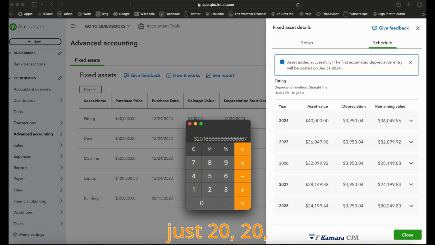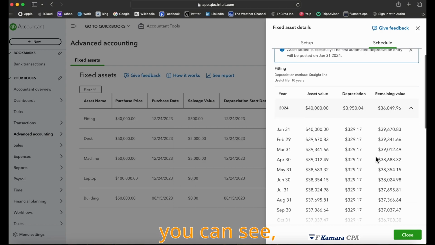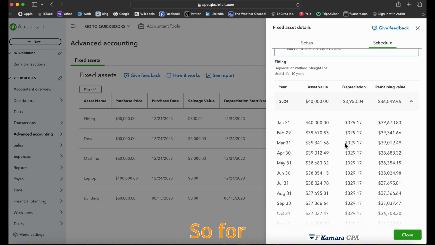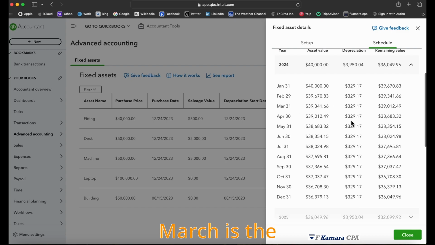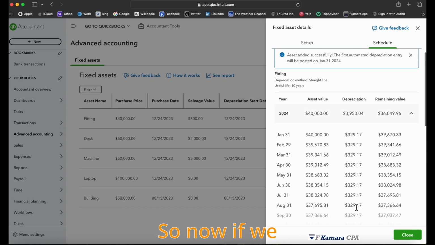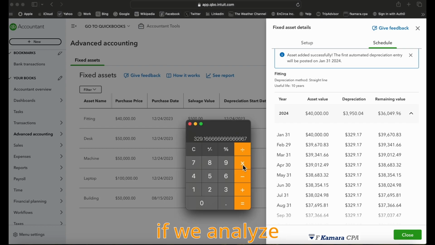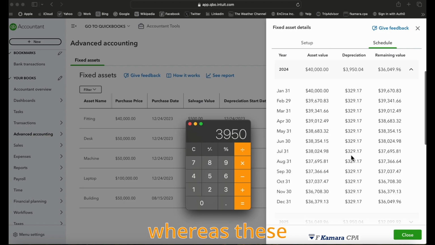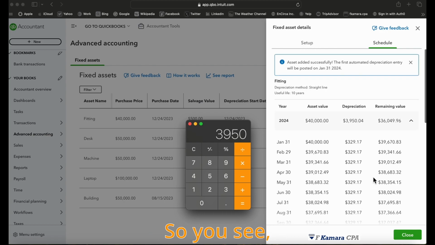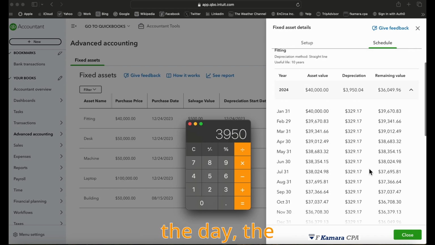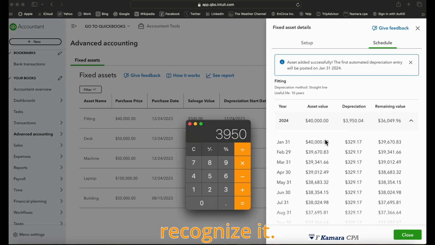You see, you have just 2024. But if you click on the down arrow, you can see the monthly. For January, you have 329. Then February and March are the same amount. Now if we go back to our calculator and annualize this amount, times 12 because that was monthly, we have 3,950. This 3,950 is the total, whereas these are the monthly depreciation. So that's how QuickBooks has made it easier for you. At the end of the day, the first depreciation, you are going to recognize it.